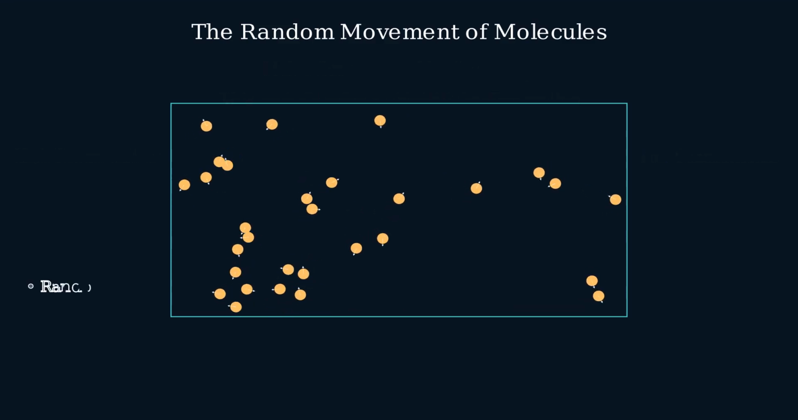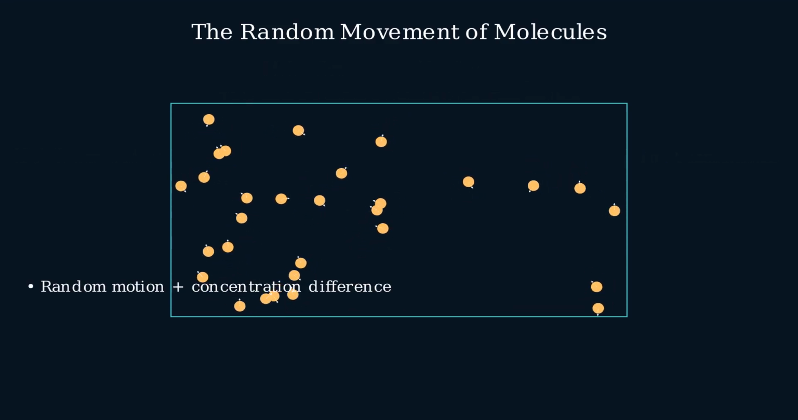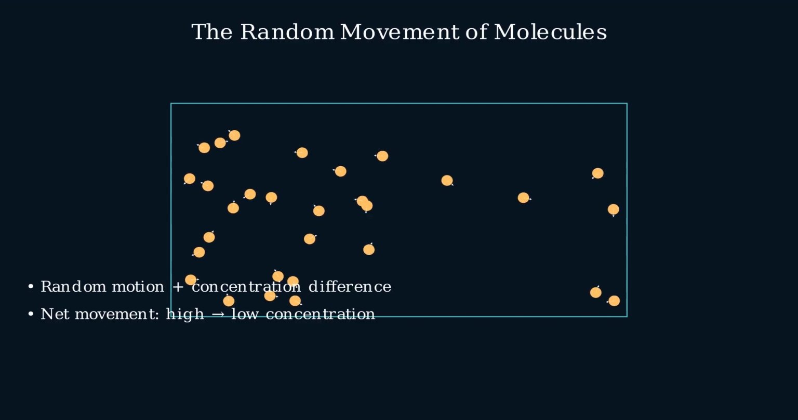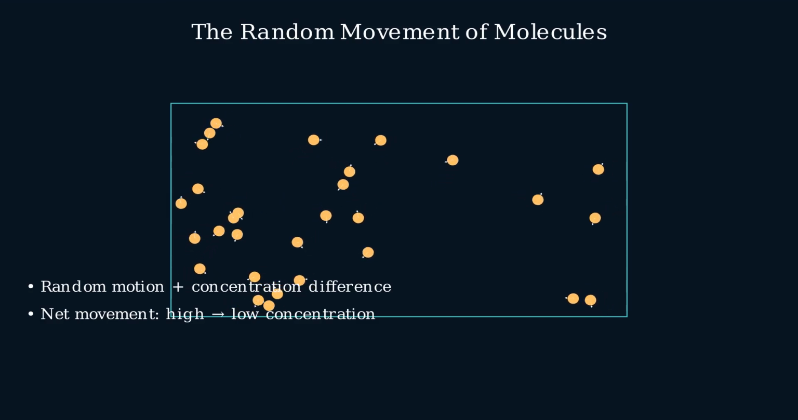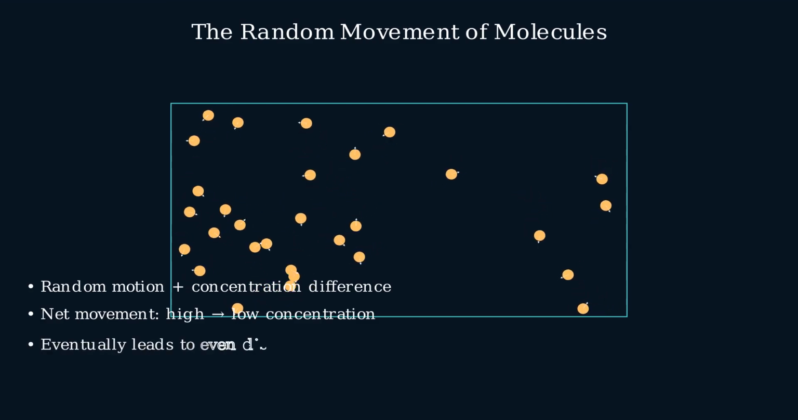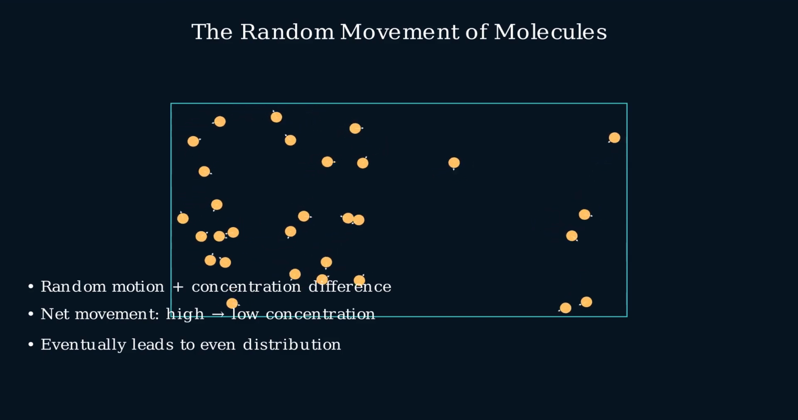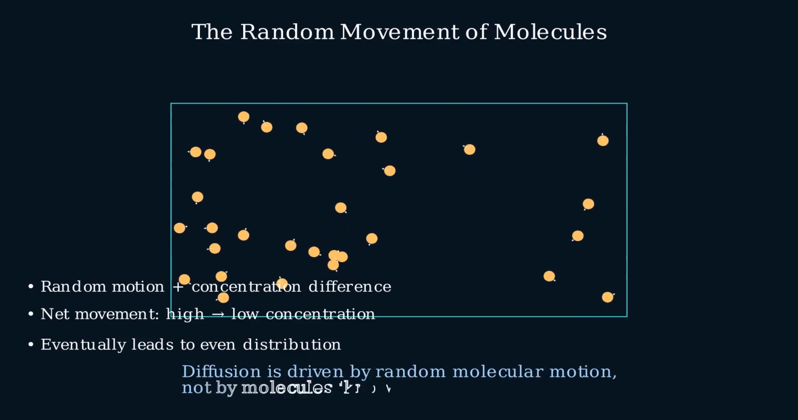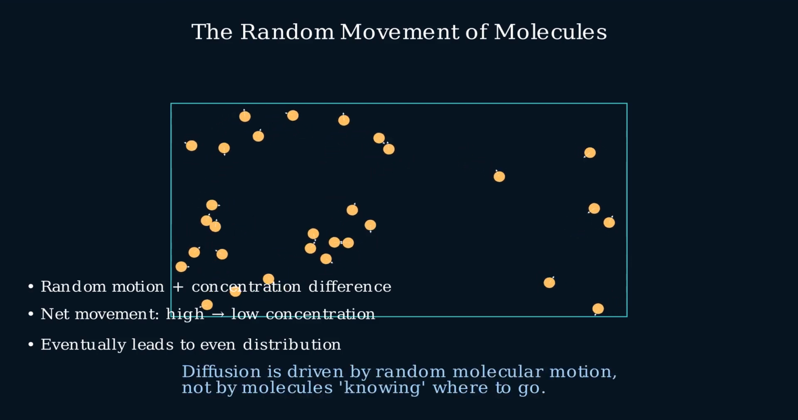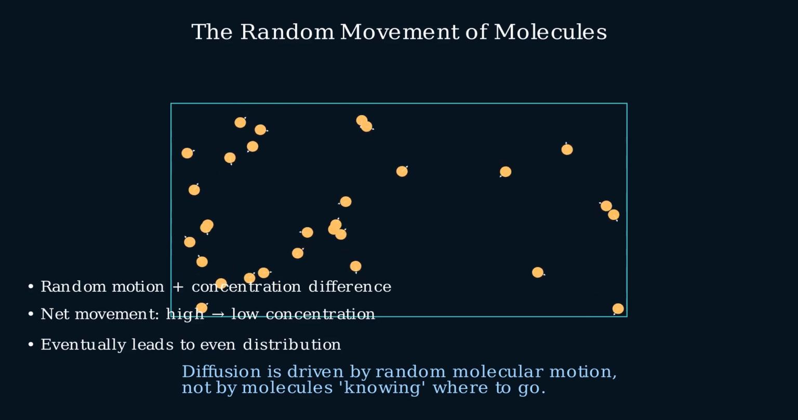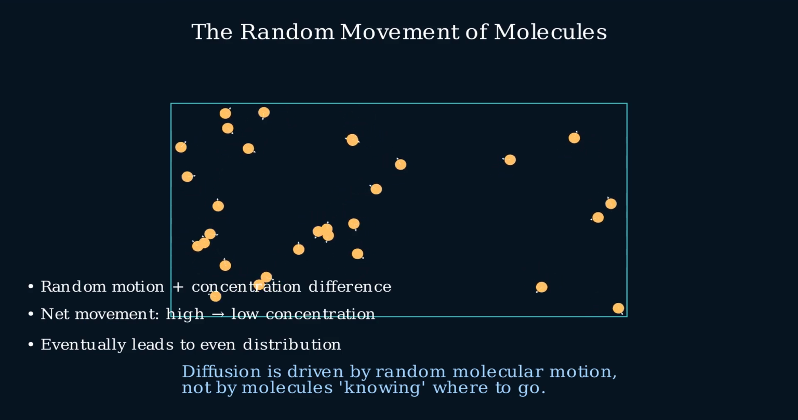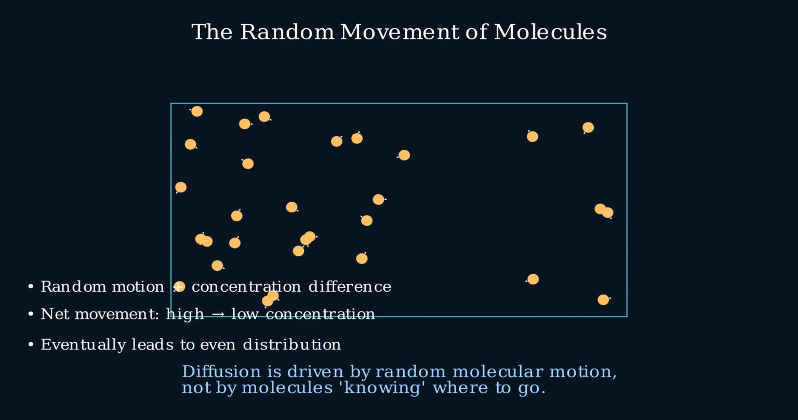This doesn't mean molecules move in only one direction. Rather, the net movement of molecules is from high to low concentration areas due to statistical probability. Eventually, the random motion leads to an even distribution of molecules throughout the container, a state of equilibrium. It's important to understand that diffusion is driven by this random motion. Molecules don't know where to go, they simply move randomly, and the concentration gradient results in the net movement we observe. Thus, the random movement of molecules due to their kinetic energy is the fundamental mechanism driving the process of diffusion.